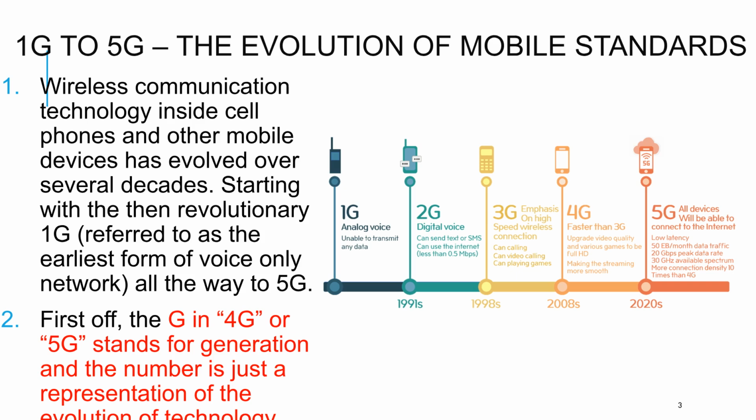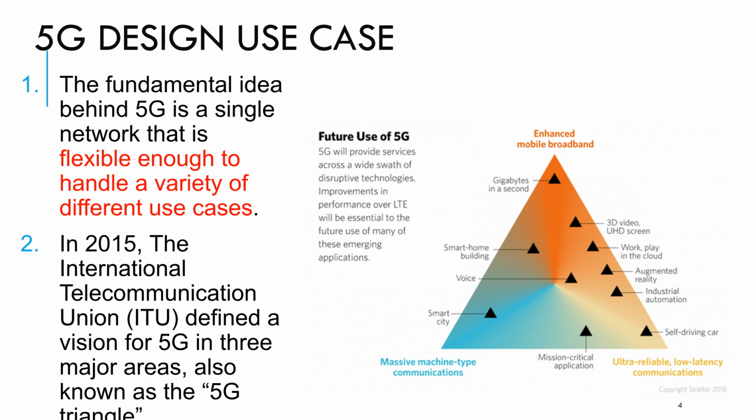Wireless communication technology inside cell phones and other mobile devices has evolved over several decades, starting with the then revolutionary 1G, referred to as the earliest form of voice-only network, all the way to 5G. First off, the G in 4G or 5G stands for generation, and the number is just a representation of the evolution of technology.